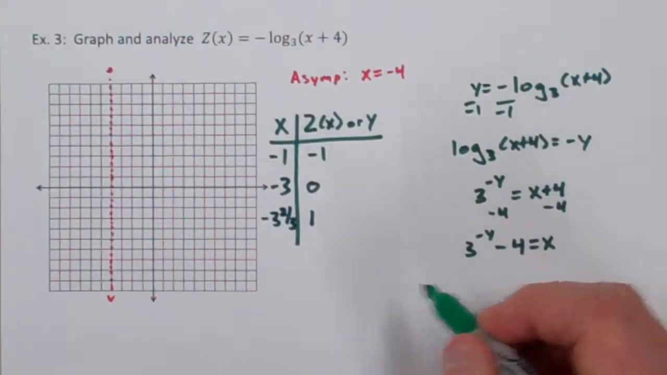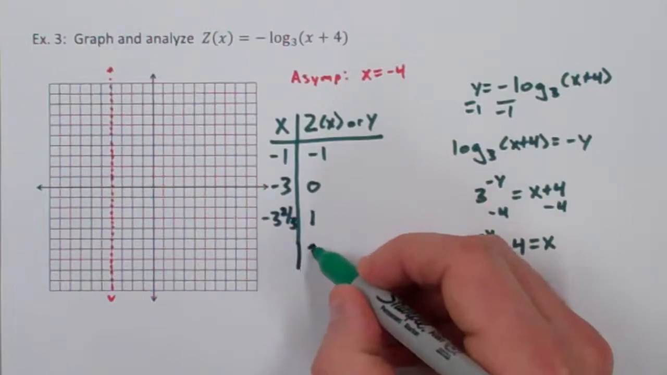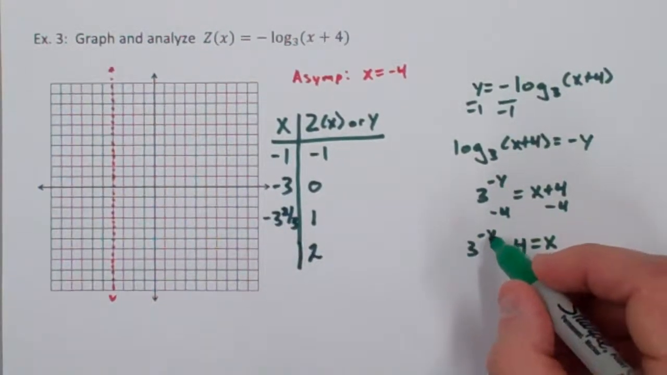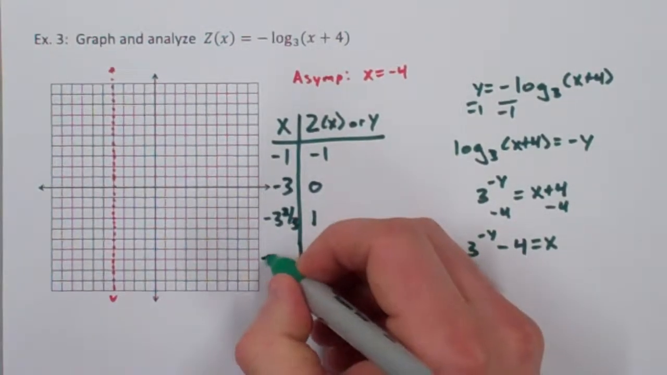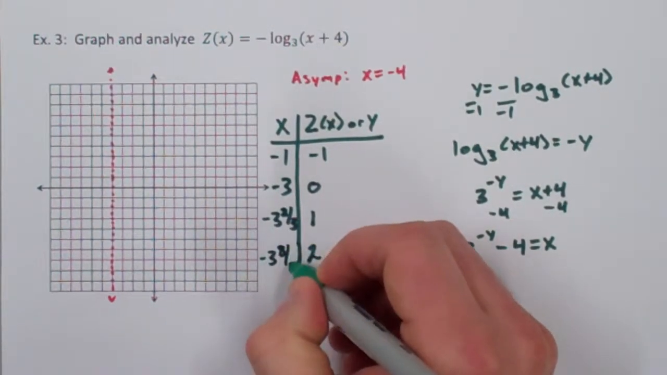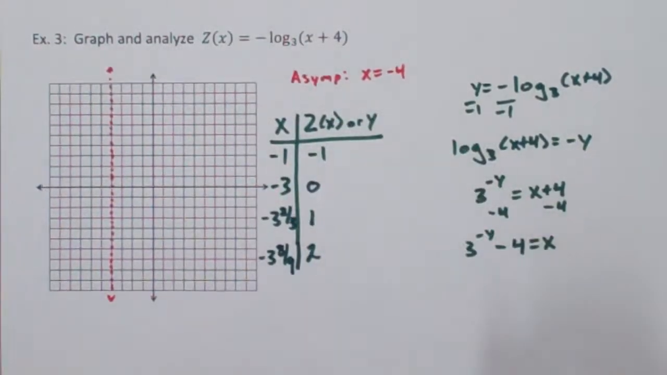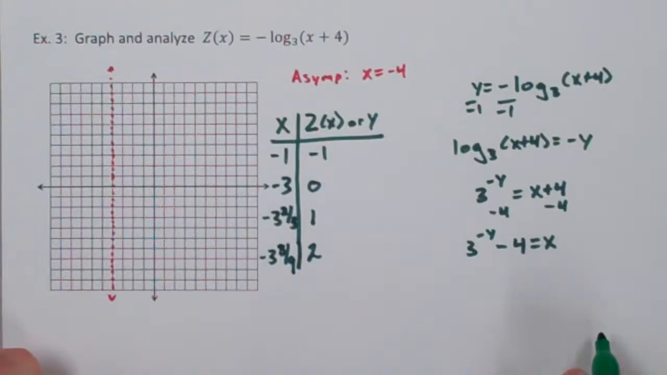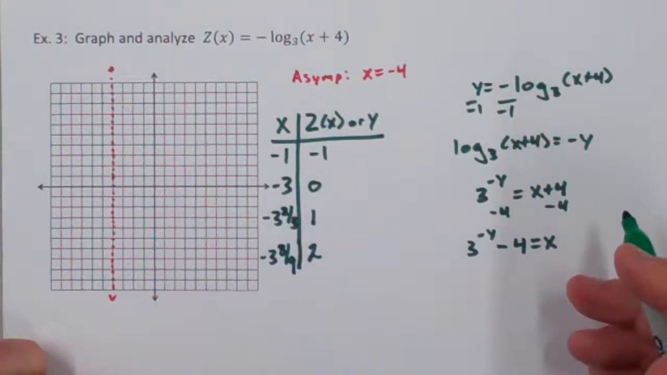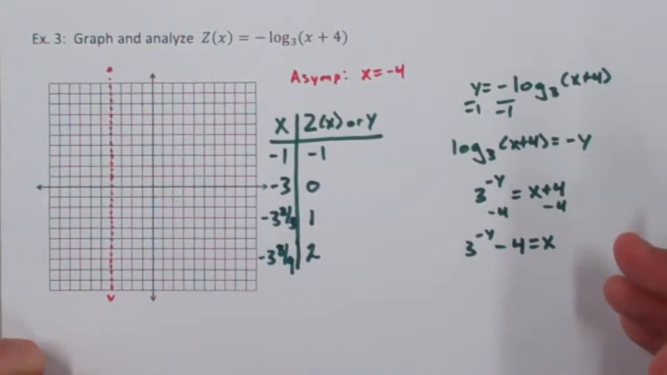And if we chose another one, maybe even positive 2, 3 to the negative 2 is 1/9. 1/9 minus 4 is negative 3 8/9. And we could even continue on in the other direction if we wanted to, but I think this will probably give us enough points to plot this fairly accurately. Of course, the more points that you plot, the better your graph is going to look.